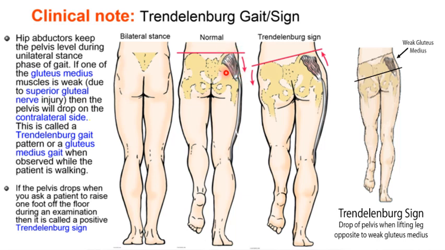If the gluteus medius muscle is weak, which is supplied by the superior gluteal nerve, then the contralateral pelvis loses its support by the weakened gluteus medius. So there is drop of the pelvis on the contralateral side.